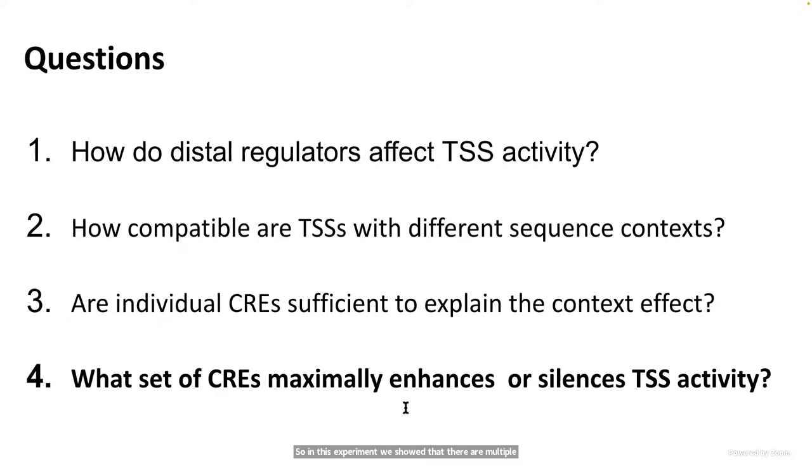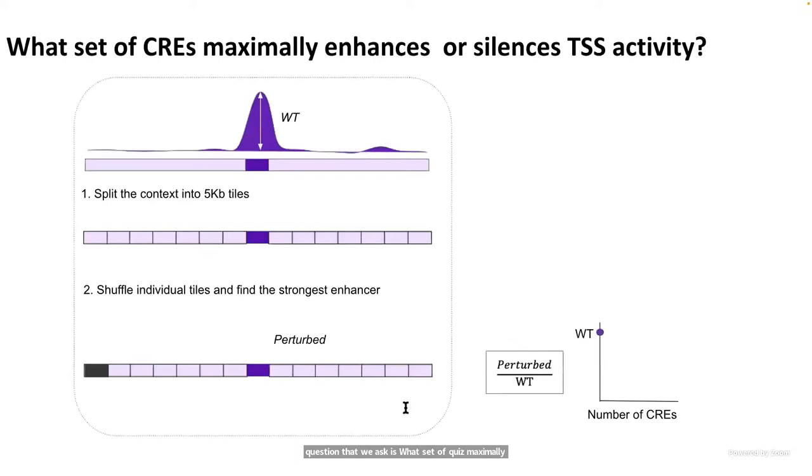And so the final question that we ask is, what set of crees maximally enhance or silence TSS activity? Since it is unclear if the perturbation of one cree affects the behavior of the other crees in the sequence, we devised a greedy search strategy to find the optimal set of enhancing crees. In the greedy search for enhancers, we iteratively remove or shuffle the most enhancing tiles that drive TSS activity, and hence the removal of these tiles should lead to the largest drop in TSS activity because we're searching for the enhancing tiles.